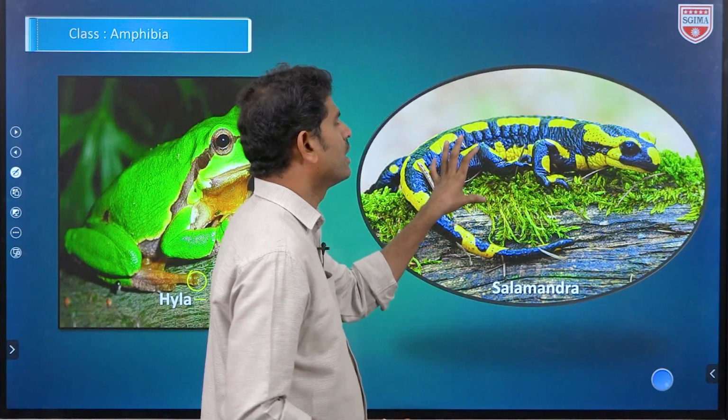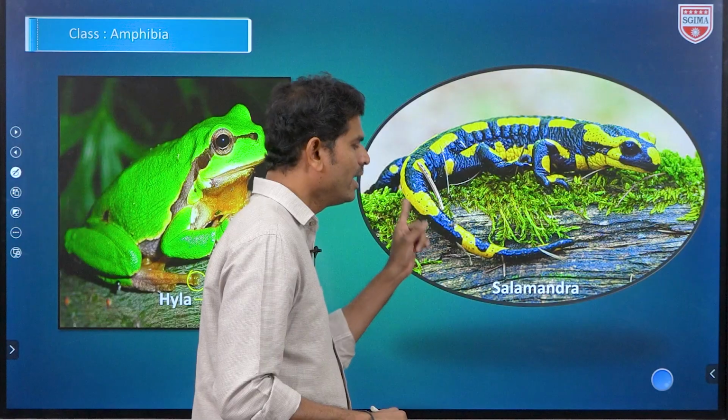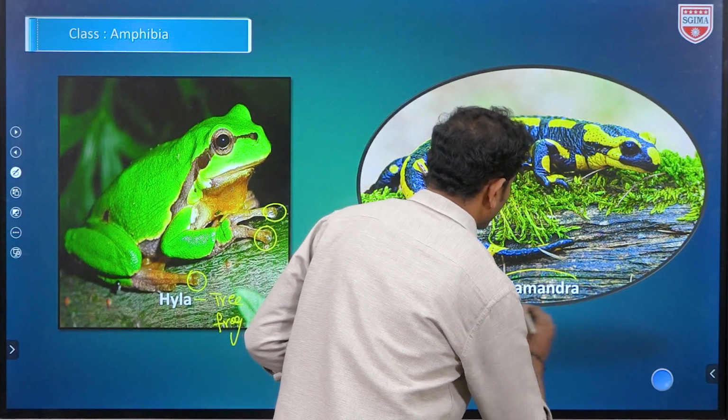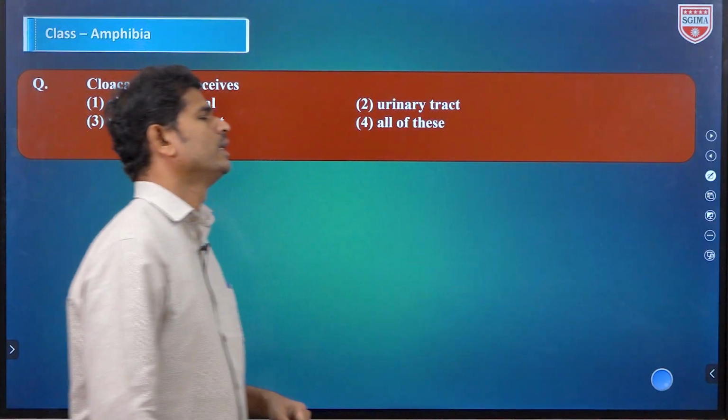Next, this is reptile-like, lizard-like, but it is not a reptile or lizard, it is an amphibian. Scientific name Salamandra, salamander is the common name. Okay, next it's time for the questionnaire.